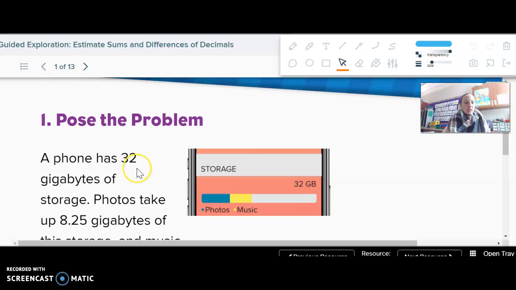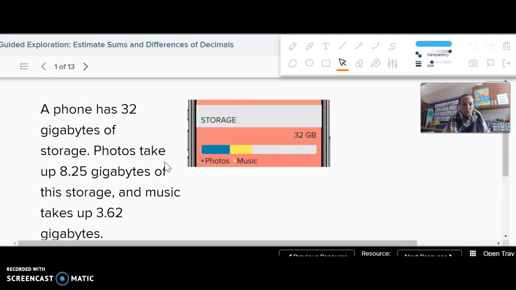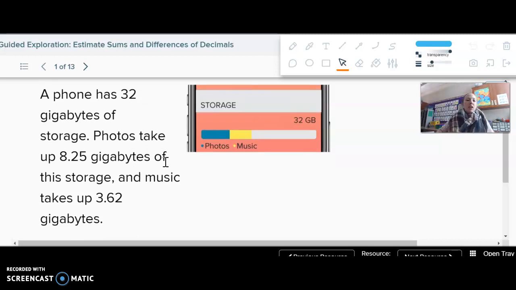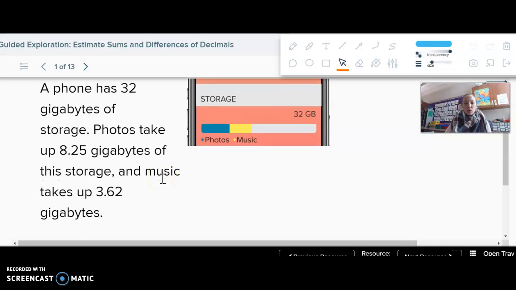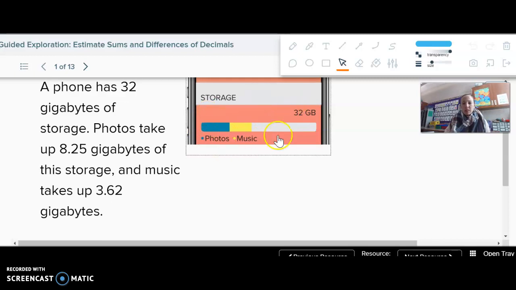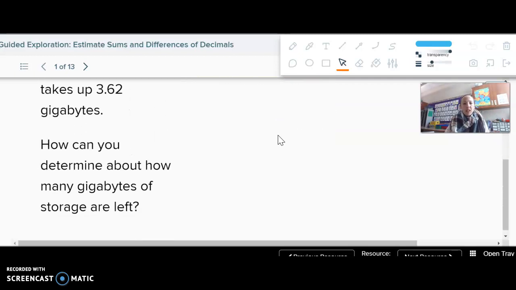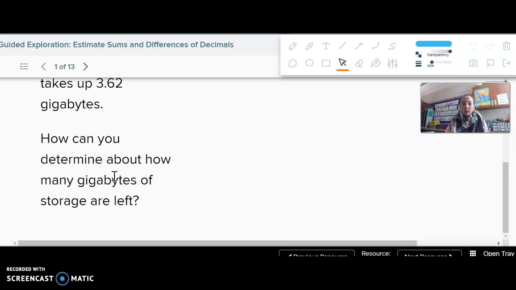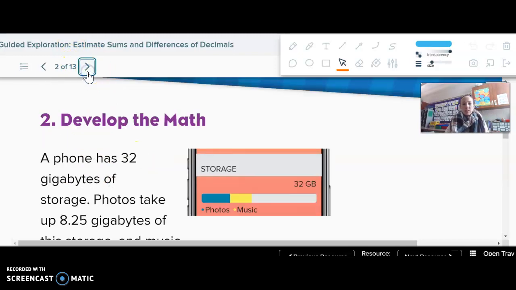So the problem we're going to think about is a phone has 32 gigabytes of storage. Photos take up 8 and 25/100 gigabytes of the storage, and music takes up 3 and 62/100 gigabytes. So you might have seen that on a phone, showing how much of the data or the space is used by each thing. How can you determine about how many gigabytes of storage are left? Notice that word about is going to be important.